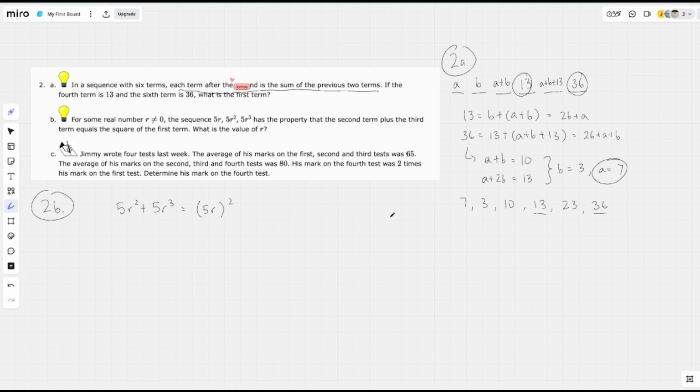Notice that the question says that r is not 0, so we'll be able to cancel powers of r from both sides of this equation. Let's expand the right-hand side so that this becomes 5r squared plus 5r cubed is equal to 25r squared. We can combine like terms to get that 5r cubed is equal to 20r squared. Since r is not 0, we can divide both sides of this equation by r squared. We can actually also divide both sides by 5, since 5 divides 20. This gives us r is equal to 4.